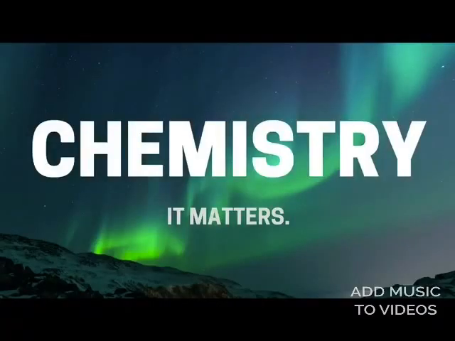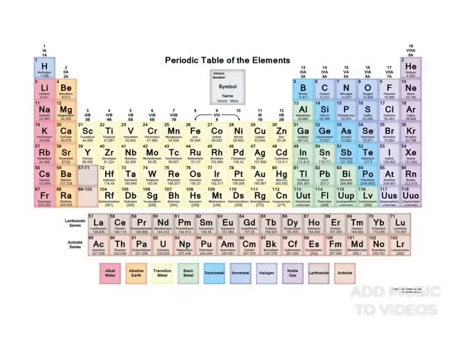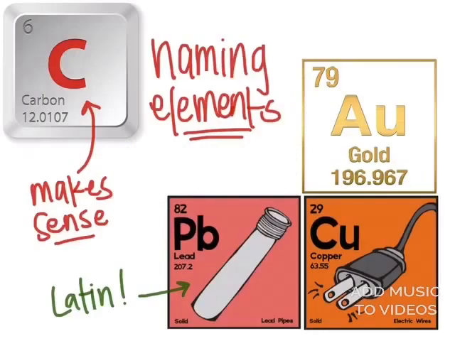This one is periodic table part 1. As you all know, this is the periodic table. There are a lot of letters and numbers on this table, and it's important for us to understand what all of those things mean. So we're going to be talking about those things in 2 video parts. We're going to start out just by talking about how elements are named.